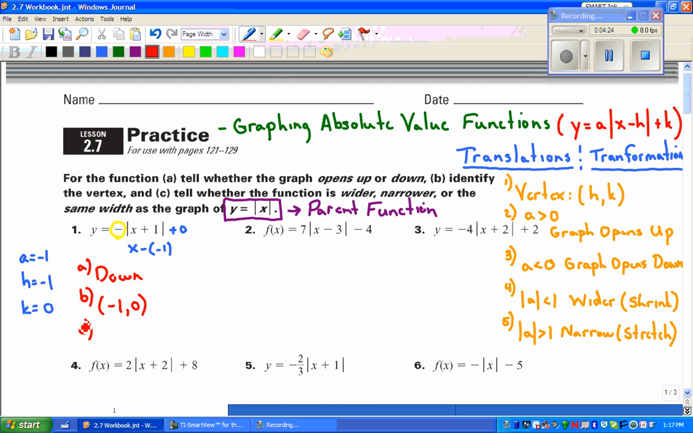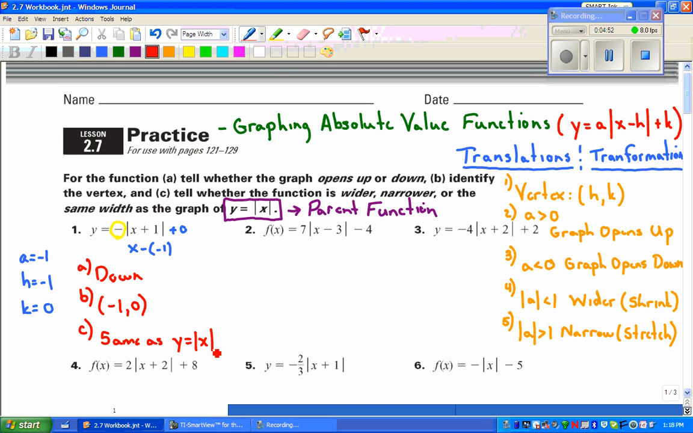And then part C wants to know whether or not the graph is narrower, wider, or exactly the same. Wider, absolute value of a is less than 1. Narrower, absolute value of a is greater than 1. So if we end up with it equal to 1, like this one right here, we're going to have the same as your parent function.